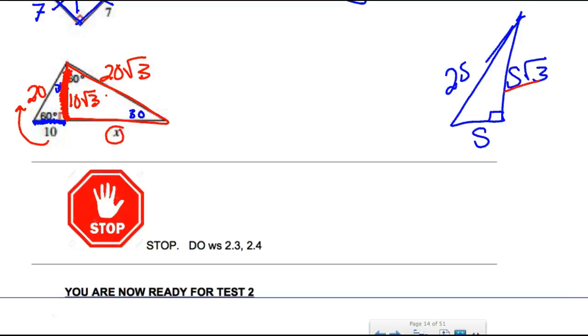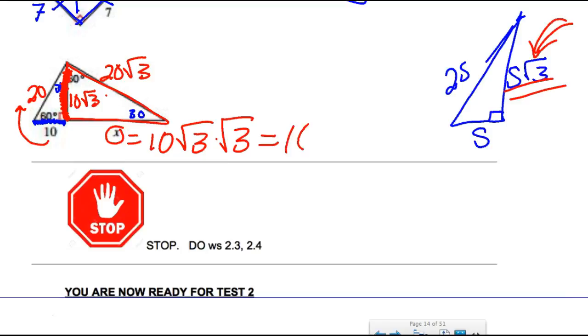All right, so it's short, 10 root 3 times square root 3, which is equal to 10 times root 3 squared, which is 3, or root 9 if you prefer, which is still 3. And it gives me a side of 30.